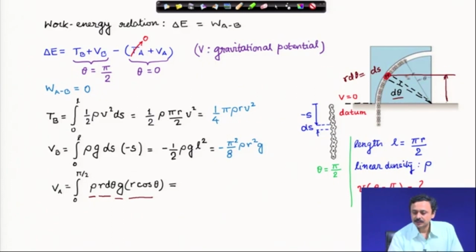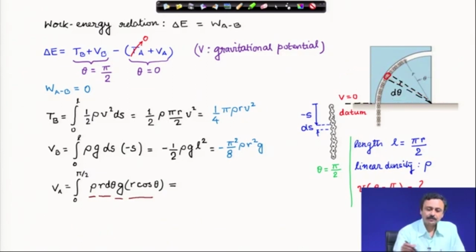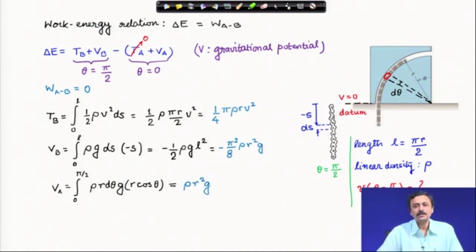This is nothing but radius times cosine theta, radius times cosine theta, and that comes here as height. And if you do a calculation, this is the potential energy at configuration A.